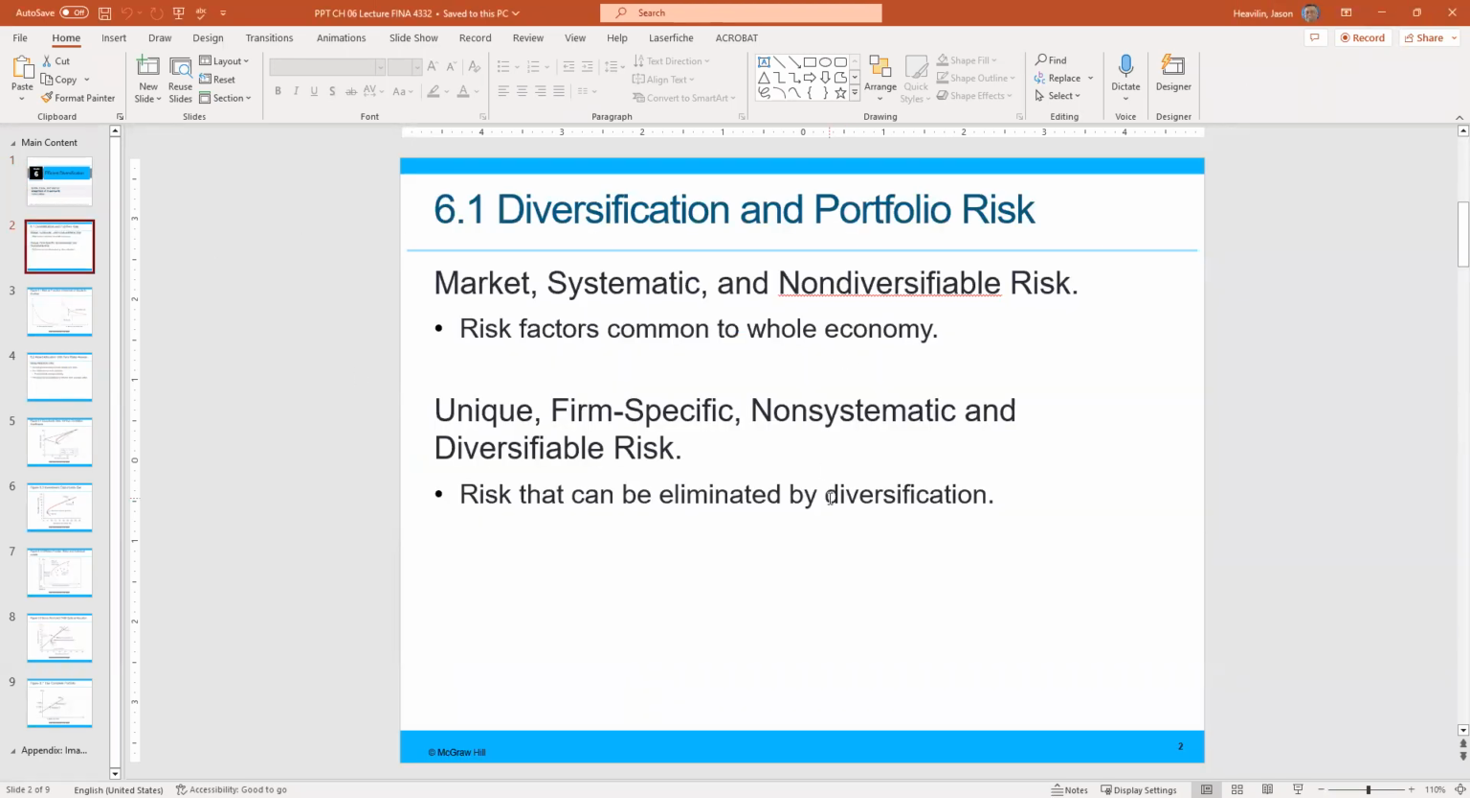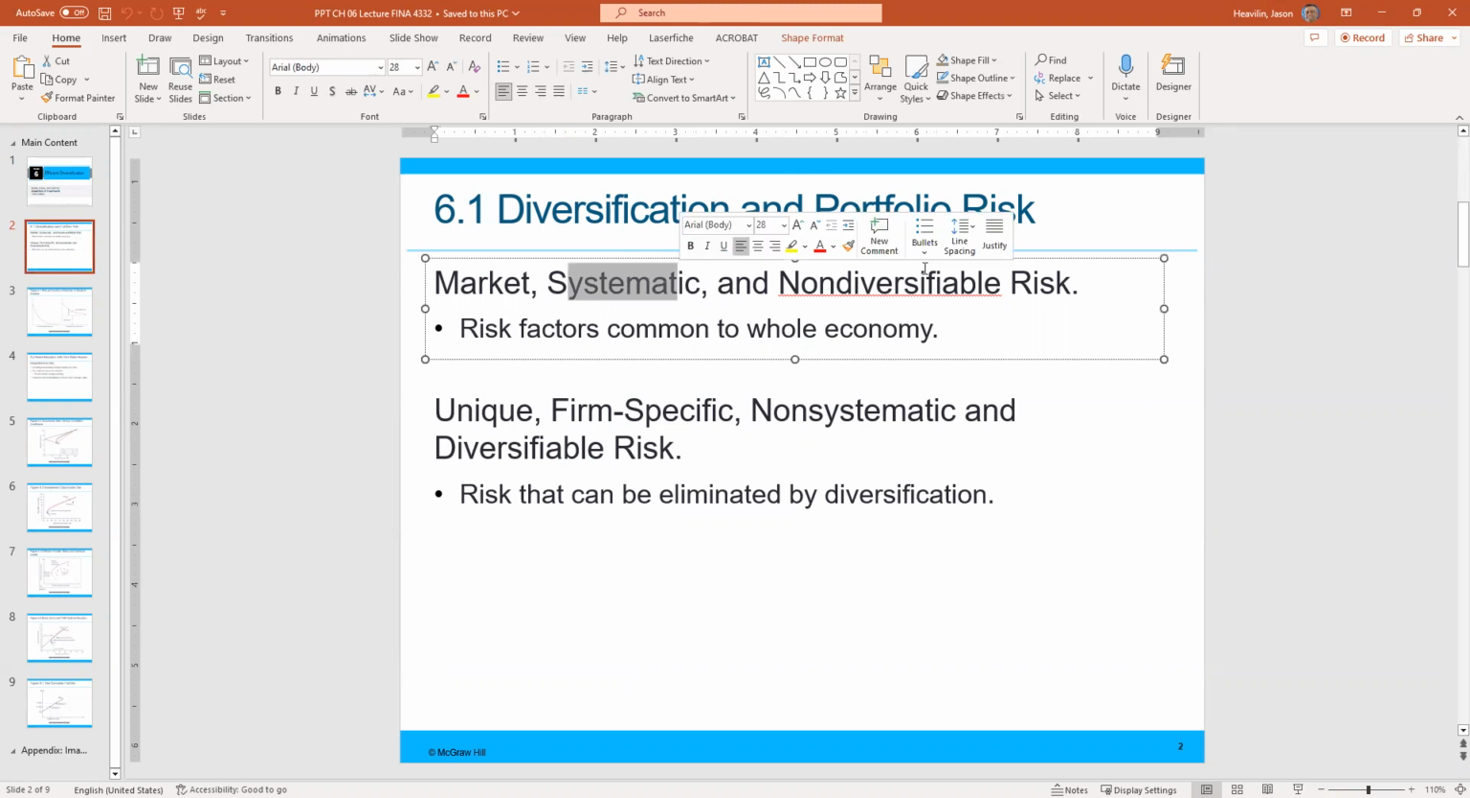Okay, so some vocabulary: market risk, systematic risk, and non-diversifiable risk all mean the same thing. There's just three ways to say the same thing. Risk that cannot be diversified. They call it market risk because everybody in the market is subject to this risk. Nobody can get away from it. Now, how the market risk impacts different firms could be slightly different on how much they absorb of that. But everybody has market risk. It's part of the system. So that's why they say risk factors common to the whole economy.